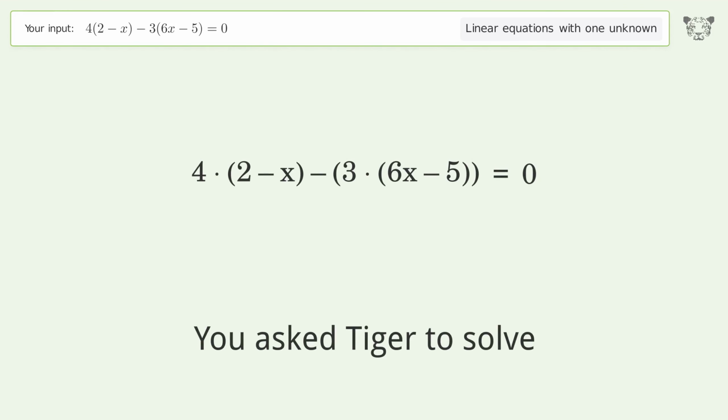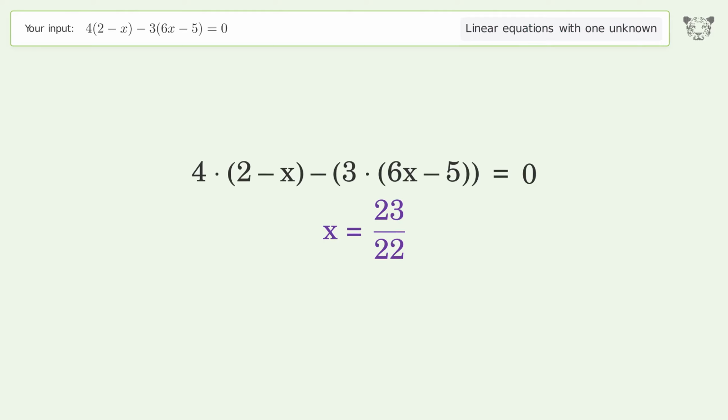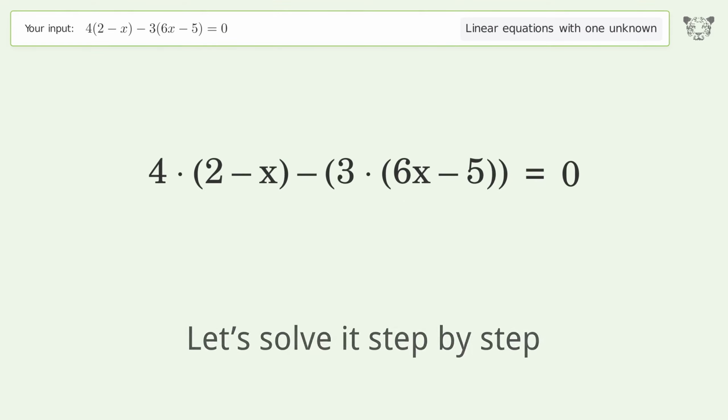You ask Tiger to solve. This deals with linear equations with one unknown. The final result is x equals 23/22. Let's solve it step by step.